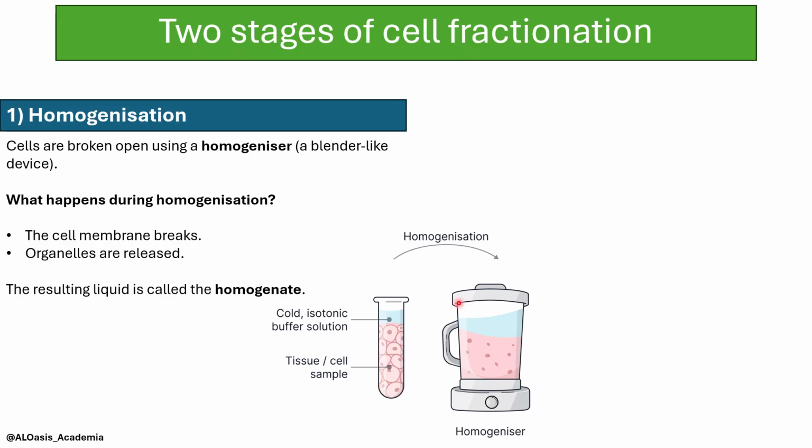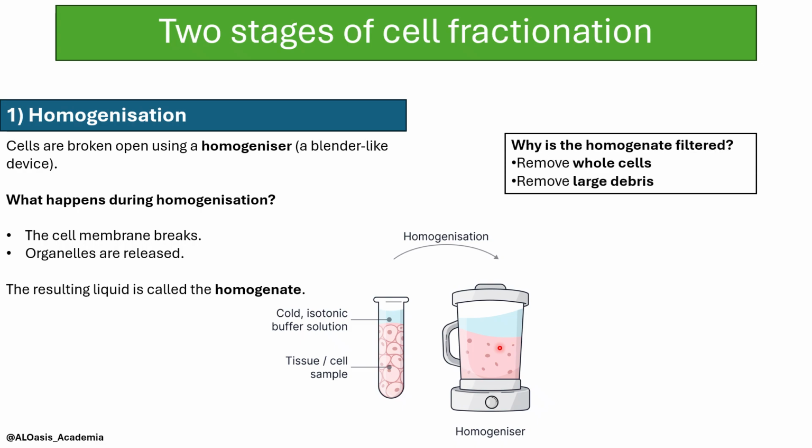So as we can see in this image here, we would have our special solution with the tissue: a cold isotonic buffer solution with tissues or cell samples that we want to study and extract, for example, as we said, the mitochondria from. So we need to go through homogenization, where a homogenizer will break the cell membrane and release the organelles.